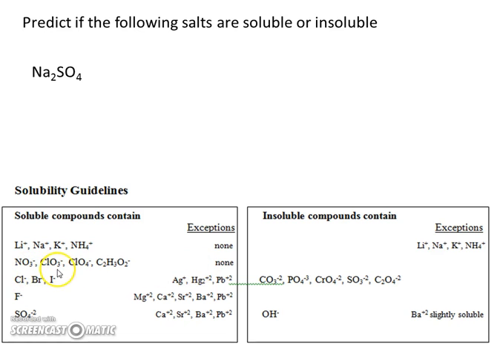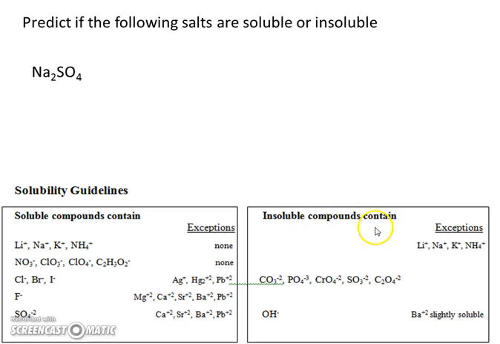Chlorides, bromides, iodides, those are usually soluble too. However, there are a few exceptions. For example, if you see silver chloride, well, that is not soluble. Or lead 2 iodide, that's not soluble either. Most fluorides are soluble, but here's a few exceptions. Additionally, sulfates are usually soluble too, with the exception of these sulfates. So for example, calcium sulfate, strontium sulfate, those would not be soluble. All of the other sulfates would be soluble.